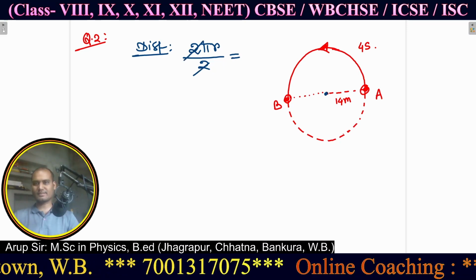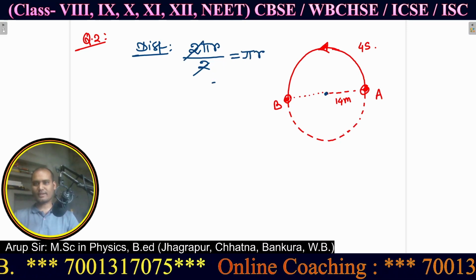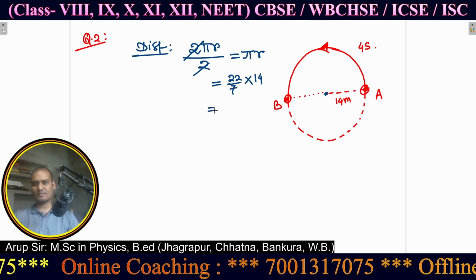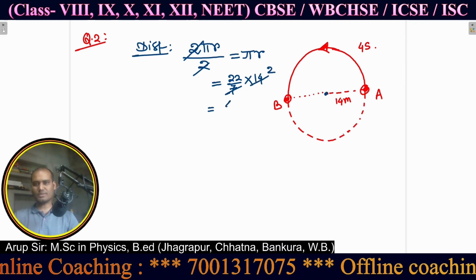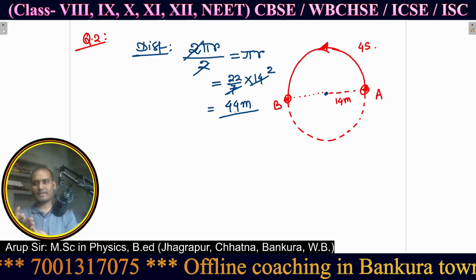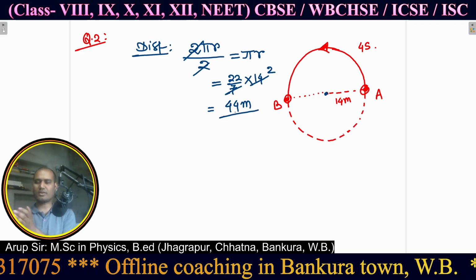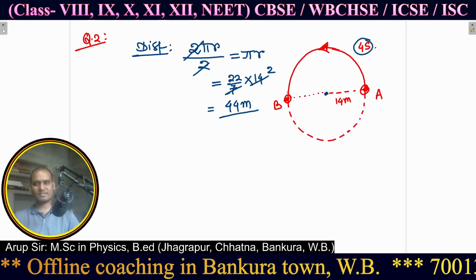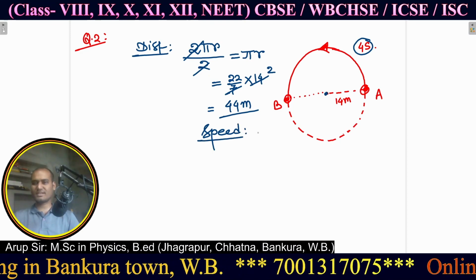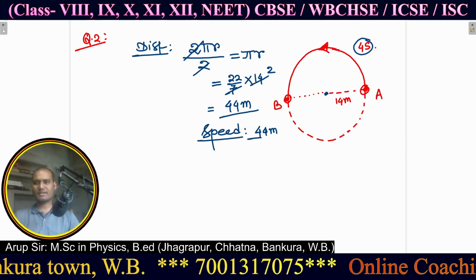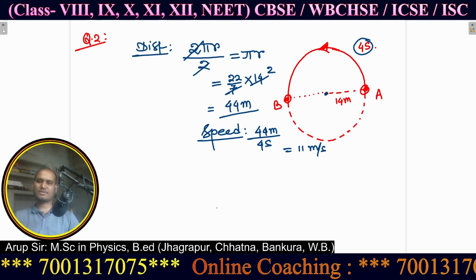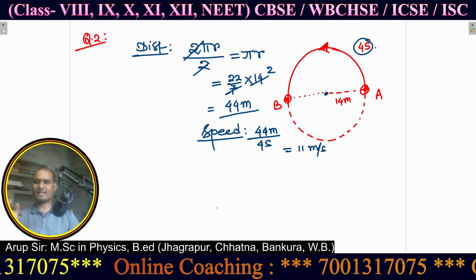So 2 will cancel, and pi r is the value of distance. Pi means 22 by 7, and r is how much? Radius is 14 meter. So 7 into 2 means 44 meter. This is the answer for distance. Now if time is provided, like here 4 seconds is the time taken, you can easily calculate the speed. Speed means distance by time. Distance is 44 meter and time is 4 seconds. After cancelling it will give you 11 meter per second, right? So this is how you can easily calculate distance and speed.